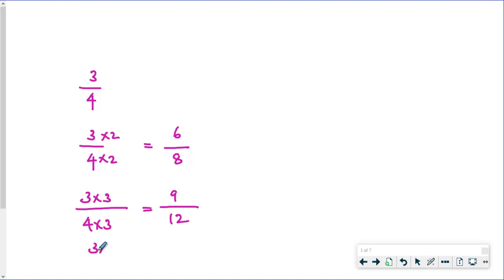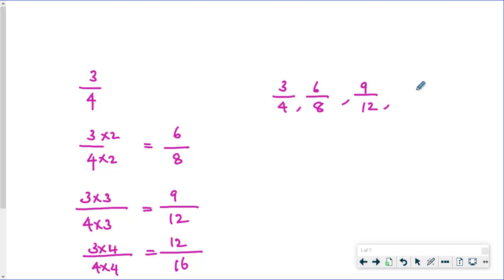Or you multiply with 4. 3 into 4 is 12, 4 into 4 is 16. So here you can say that 3 by 4, 6 by 8, 9 by 12, 12 by 16, all are equivalent fractions. That is, for finding equivalent fractions, either you multiply numerator and denominator by the same number, or you divide the numerator and denominator by the same number.